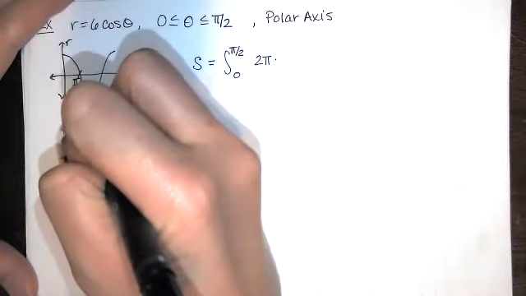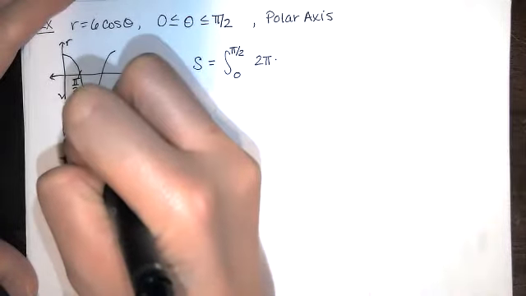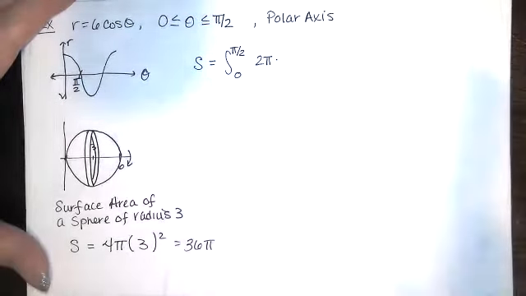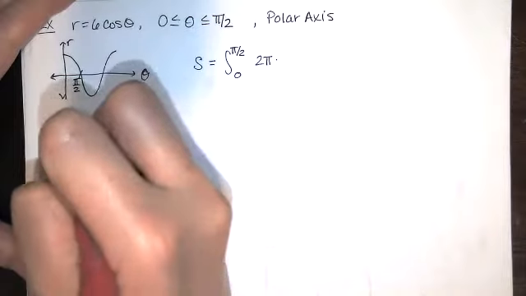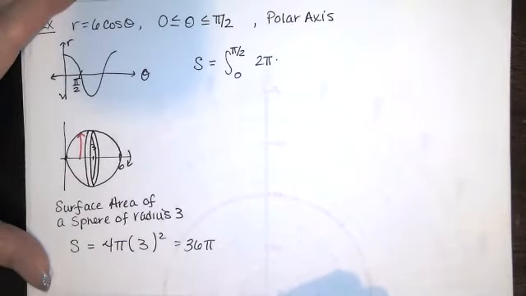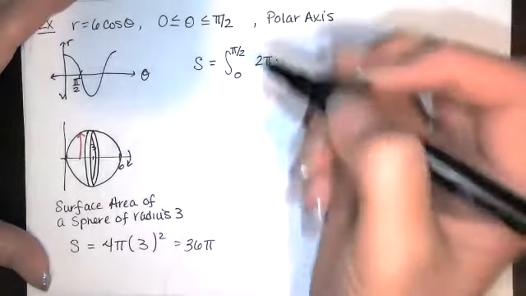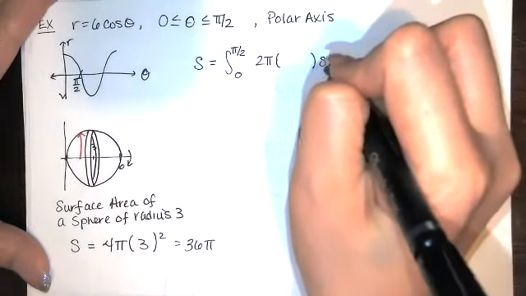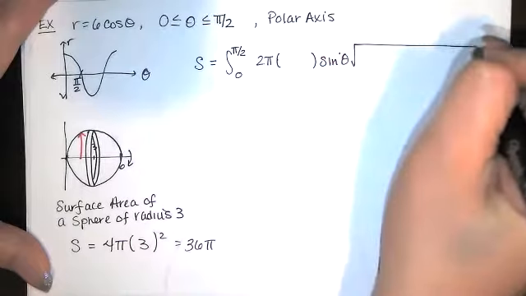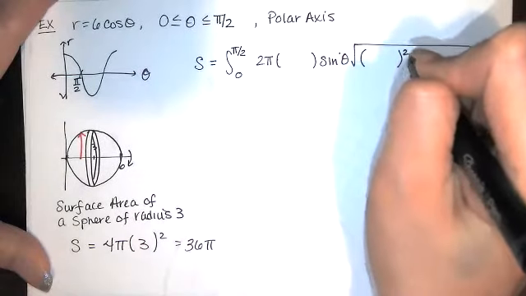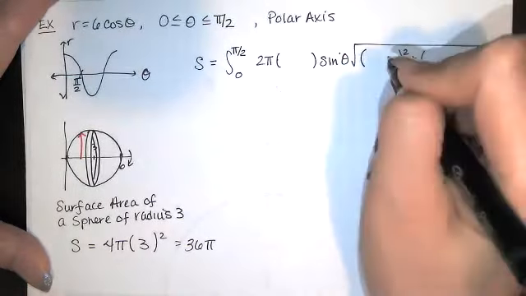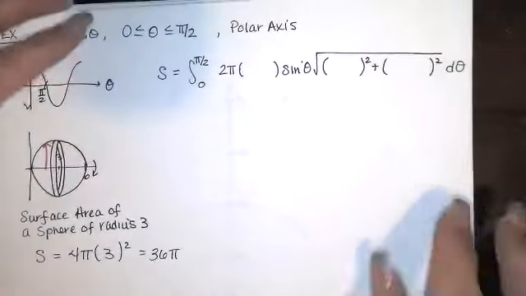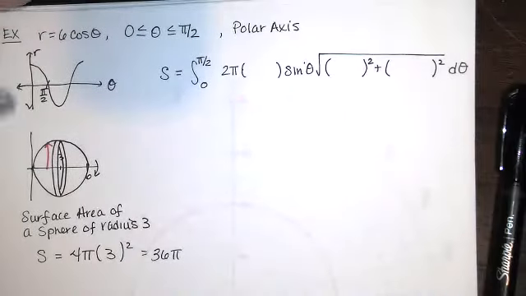We graph our curve. We sort of wrap our curve with little strips of paper. And we see the radius of each of those strips of paper is the y value. And y is r times sine of theta. And then over here, we're going to substitute in r squared and r prime squared with respect to theta. And we'll integrate all this with respect to theta.